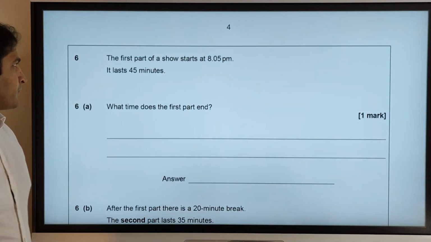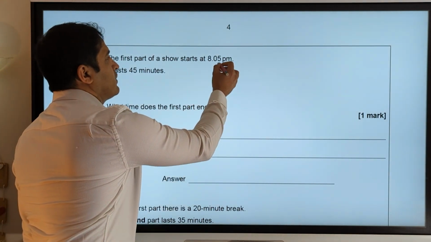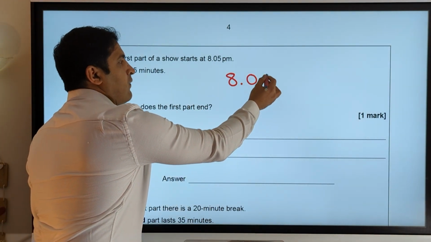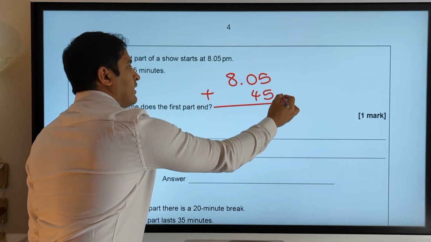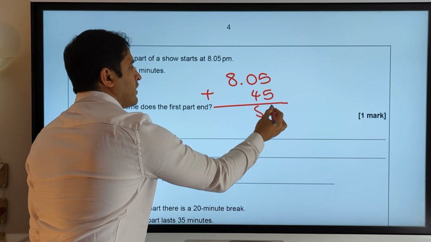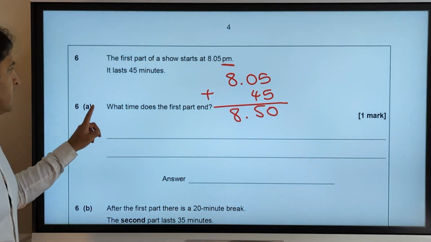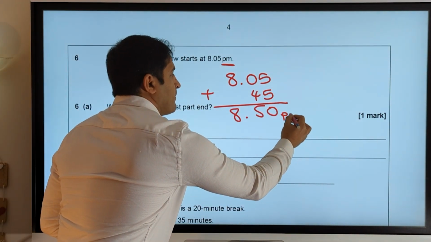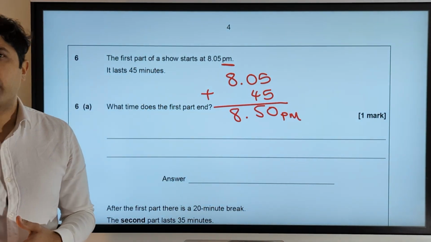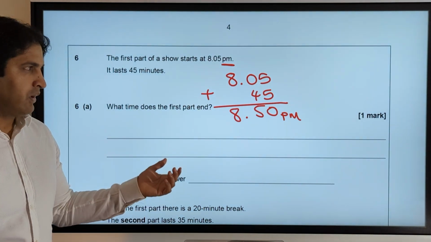Question 6. First part of the show starts at 8:05. It lasts 45 minutes. So we need to add 45 minutes to this. 8:05, add 45 minutes. Okay. So we get to 8:50. That's 1 mark. And always write down when it ends. So if it ends at 8:50 p.m., or if you wanted to write it in 24-hour clock, that would be 2050. Okay.